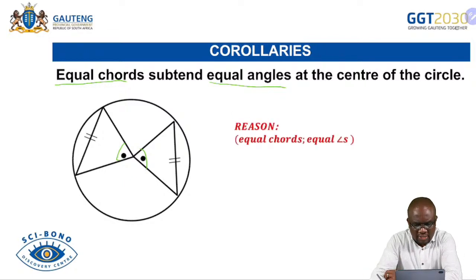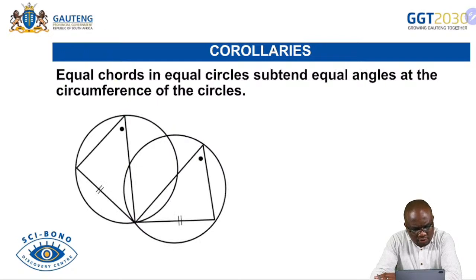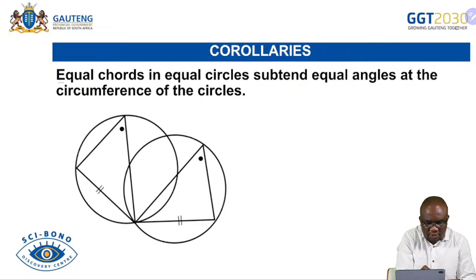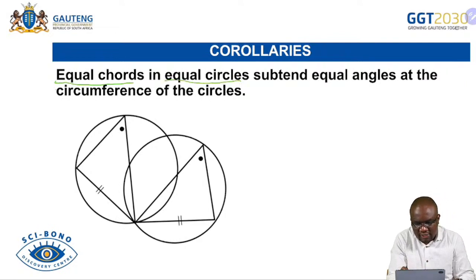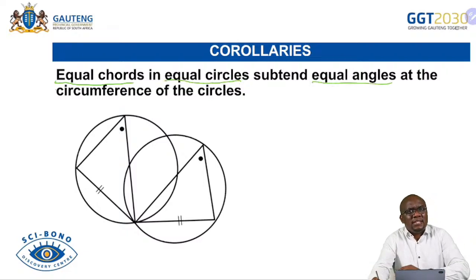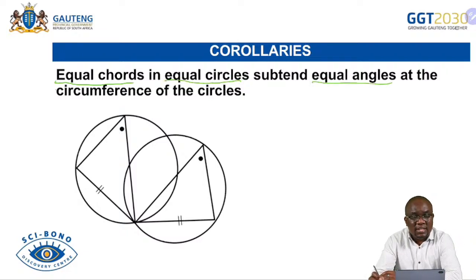Equal chords, equal angles. And then equal chords in equal circles. Equal chords in equal circles subtend equal angles. So we have three conditions here: equal chords, equal circles, equal angles. You see that? So equal chords in equal circles subtend equal angles at the circumference of the circles. What will be the reason there?